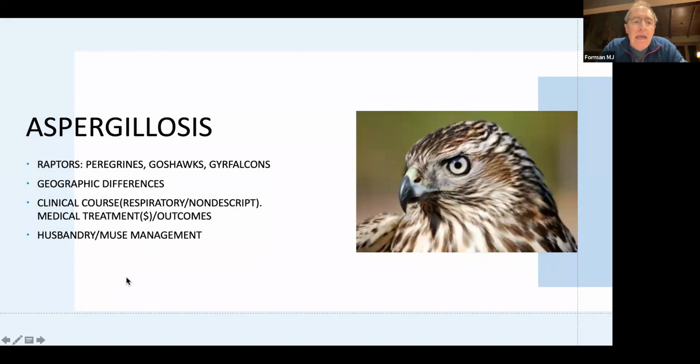Okay, Aspergillosis. That is number one on the list of fungal organisms that I worry about. Asper is ubiquitous in the environment here. We get exposed to it every day, and our immune systems handle it. There are three different types of raptors that are more susceptible to Asper, and that actually entails all of what we call the Arctic species: peregrines, goshawks, and gyrfalcons.